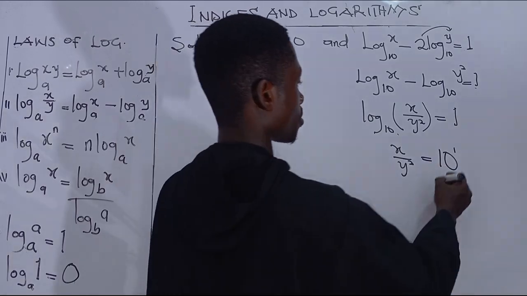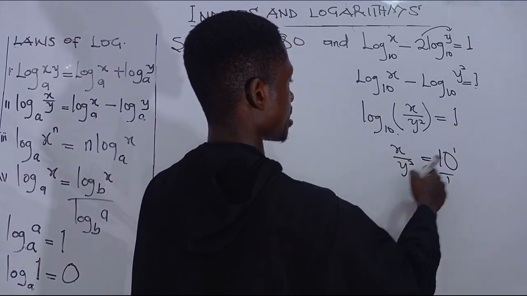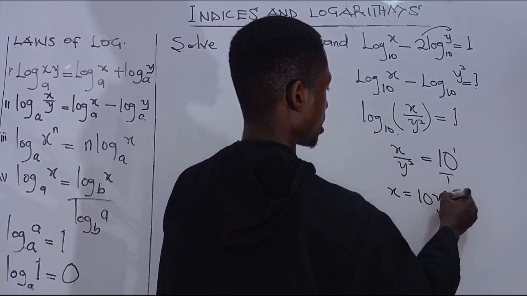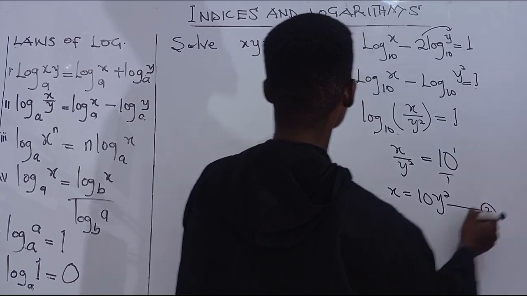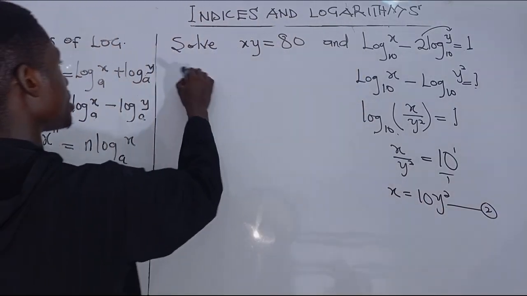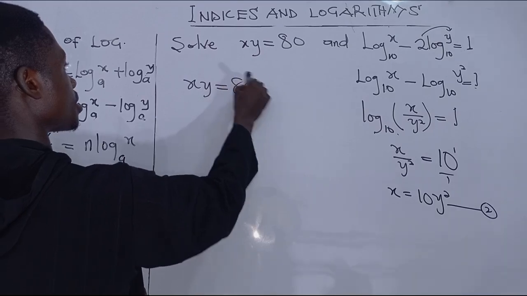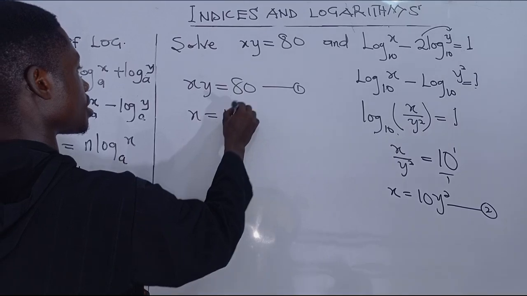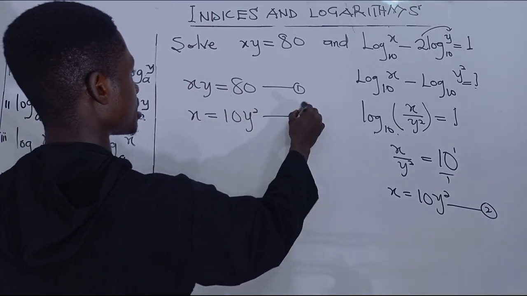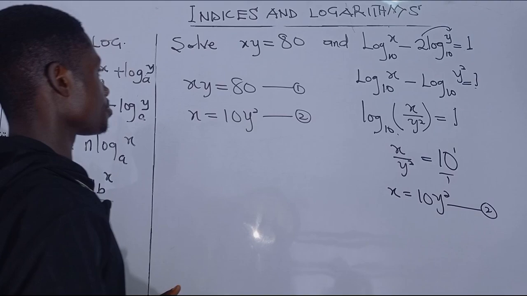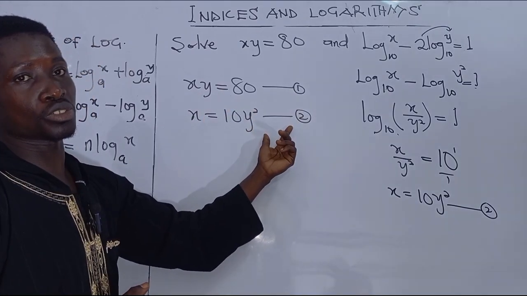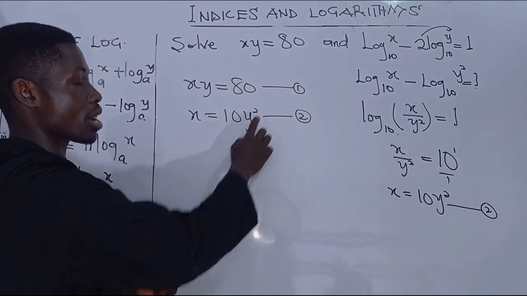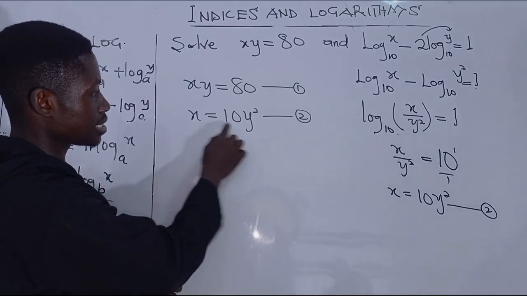Now let's do some cross multiplication. This will multiply this, this will multiply that. So we have x is equal to 10y squared. Let's call this equation 2, and let's call the first one equation 1. So we have equation 1 and then equation 2. Now we are saying that x is equal to 10 times y raised to the power 2.